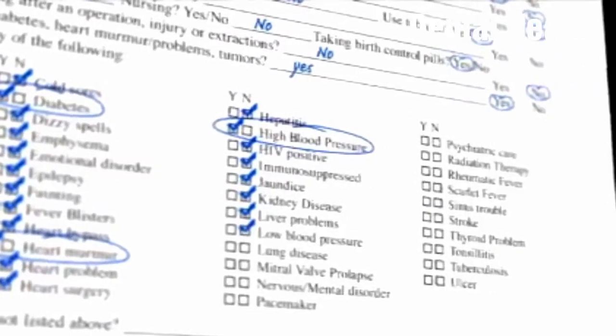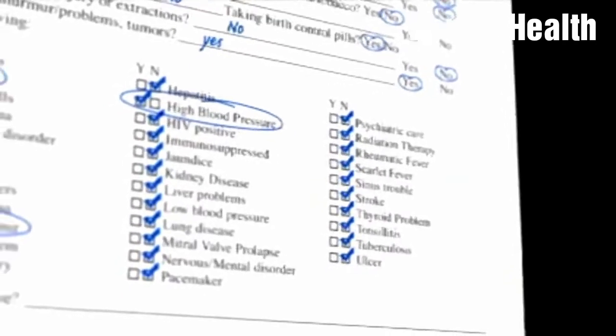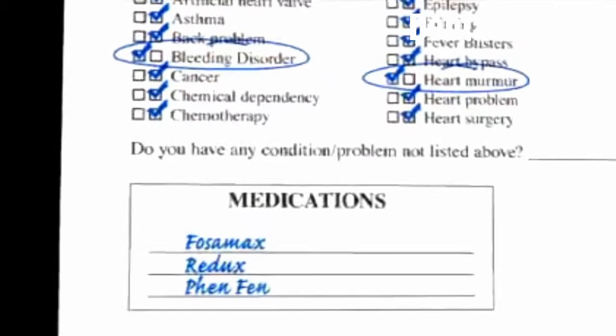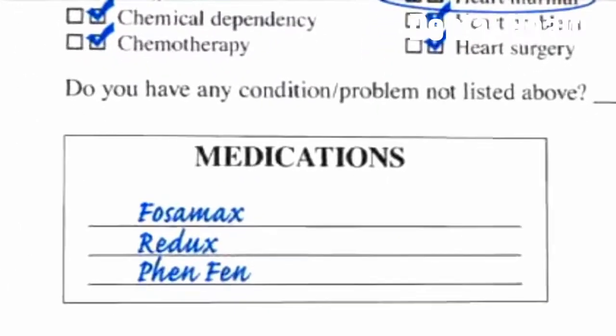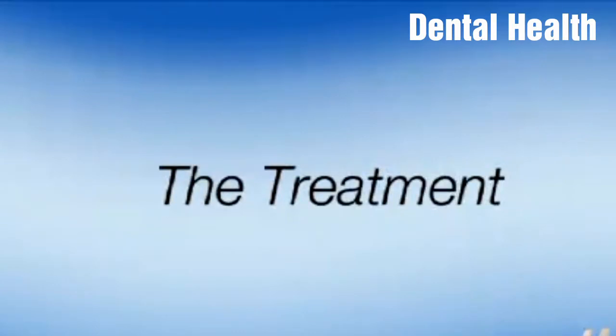You should also inform your dentist of any medications you are currently or have previously taken, such as Redux, Fen-Phen, blood thinners, or importantly, medications that contain bisphosphonates, like Fosamax. So here's how an extraction is done.